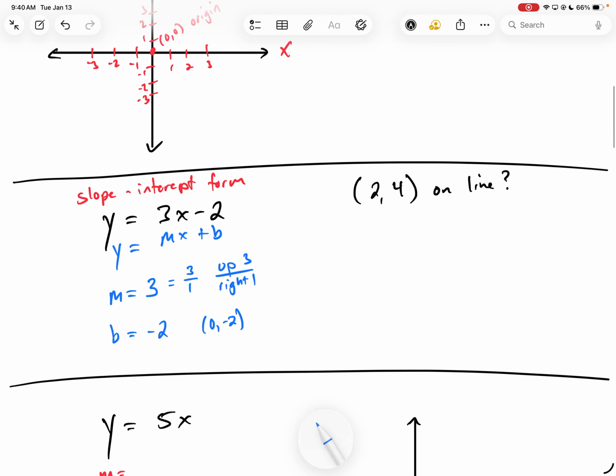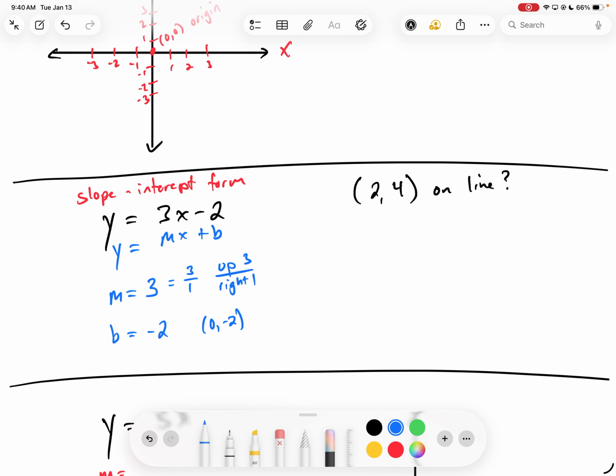One of the topics that you talk about is, is a point on the line? So this (2, 4) over here, is this on the line? You just say, okay, my x is going to be 2, my y is going to be 4, because x comes first, y comes second in an ordered pair. So you plug those in. You put a 4 in for my y, you put a 2 in for your x, and you're seeing if this works out to be equal, if this is true, okay?